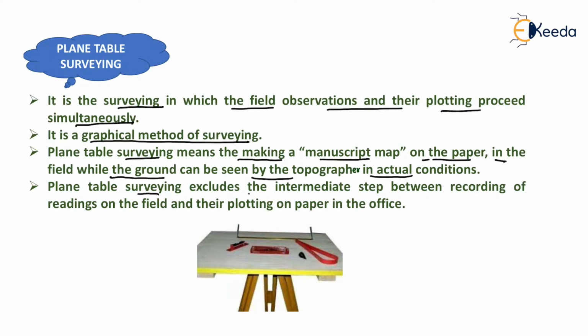Plane table surveying excludes the intermediate step between recording of readings on the field and their plotting on paper in the office. It means that in plane table surveying we do not record any of the readings in the field book. We directly plot all the readings on the sheet in the ground itself. Okay, so there will be no office work in plane table surveying. Now here a plane table is shown on which an alidade, plumbing fork, plumb bob, and spirit level are shown.